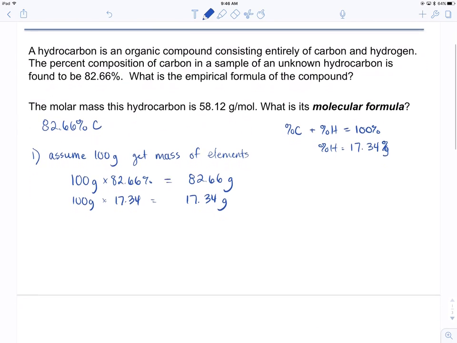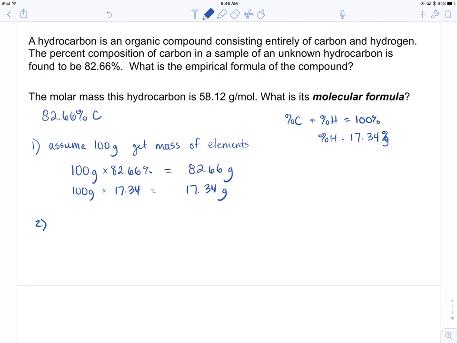Alright, then step 2 is to convert to moles. Ultimately, we're looking to get the mole ratio of these elements in my compound. So we use the molar mass. For carbon, it is 12.01 grams per mole. So we'll get moles of carbon. This is 6.88 moles of carbon.